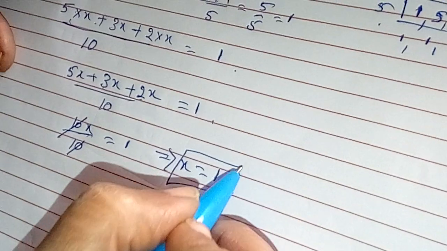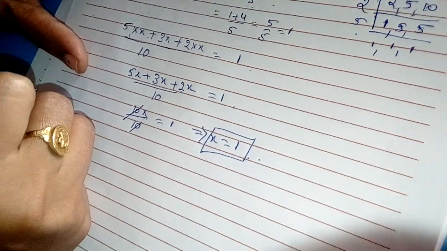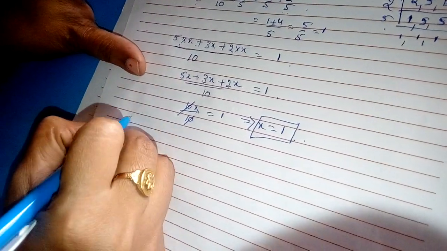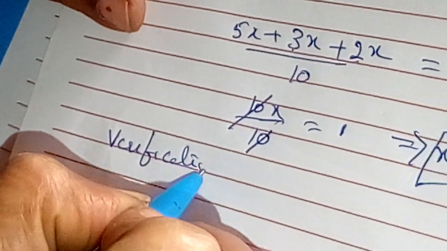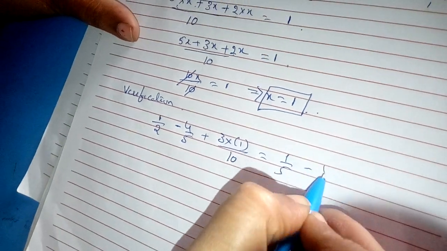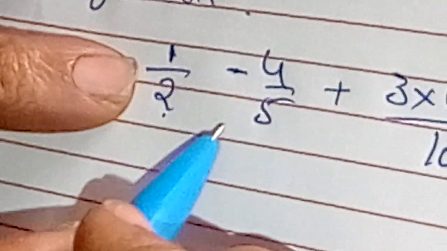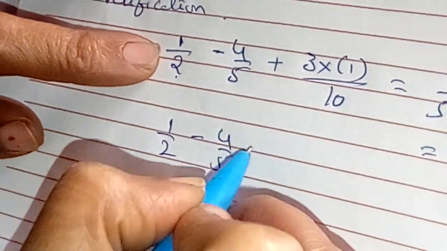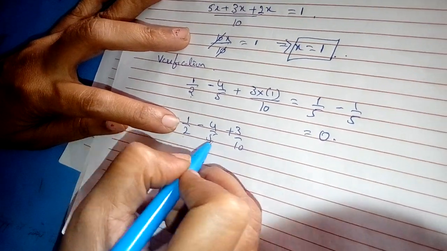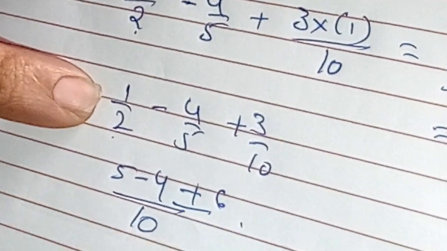So this is the way to find out the third case. Is it clear, children? If you have any doubt, then substitute in this case to get the verification part. x by 2, so 1 by 2 minus 4 by 5 plus 3 into 1 by 10 is equal to 1 by 5 minus 1 by 5. 1 by 5 minus 1 by 5 becomes 0. So 1 by 2 minus 4 by 5 plus 3 by 10. LCM is 10. So 5 minus 4 plus 6.